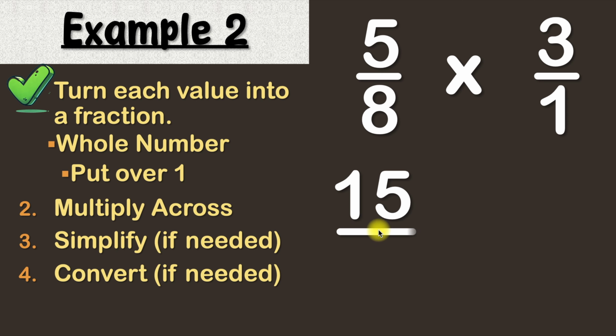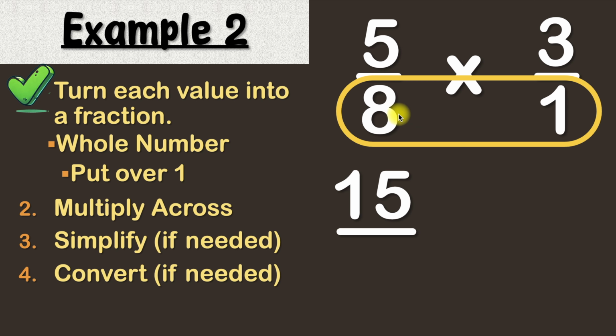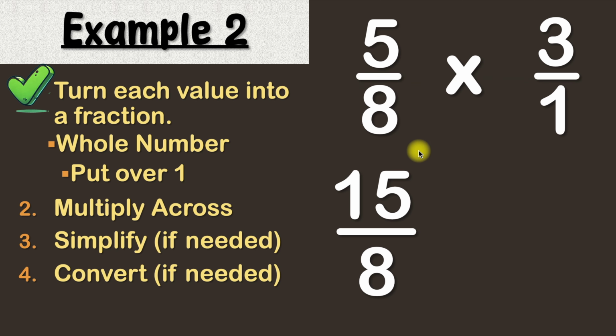Then we'll put our fraction line and then multiply across the bottoms, which is 8 times 1. And that equals 8. So we'll put that down here. So we're done multiplying across, which means we're done with step 2. Step 3 is to simplify, but there's no way to reduce these two values using the same number. So we're done with step 3.